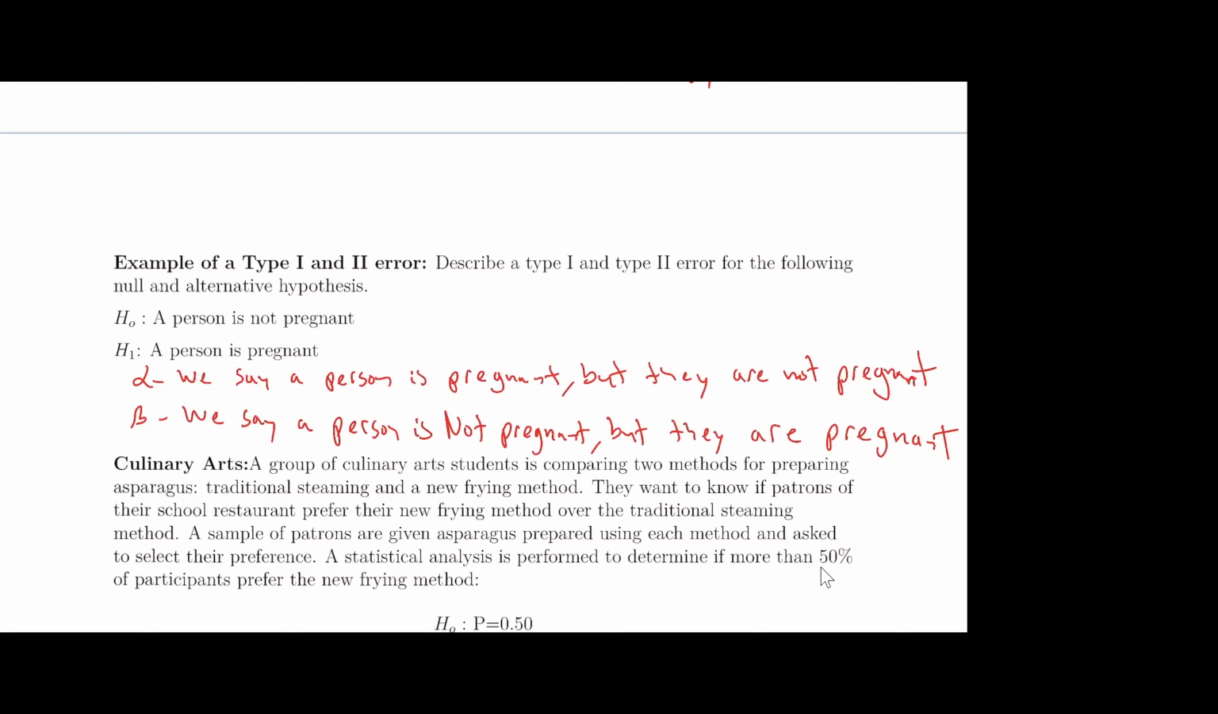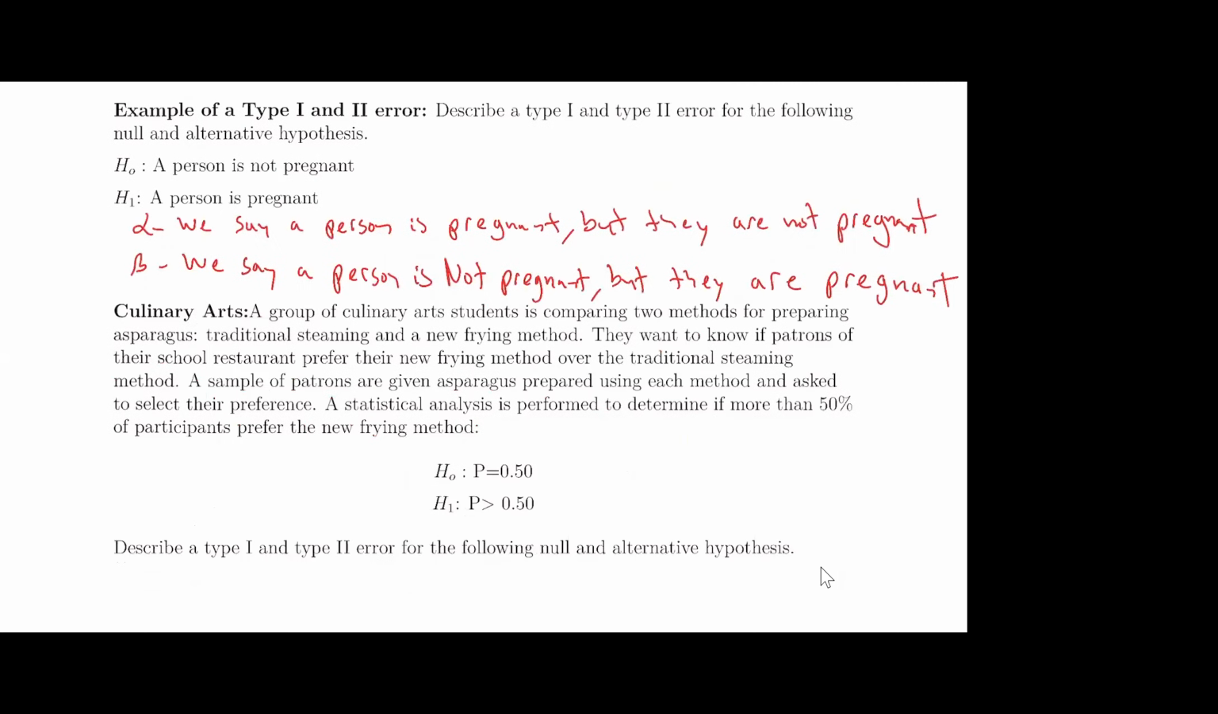All right, that's it for that example. Any questions for that example? All right, let's go to the next example.